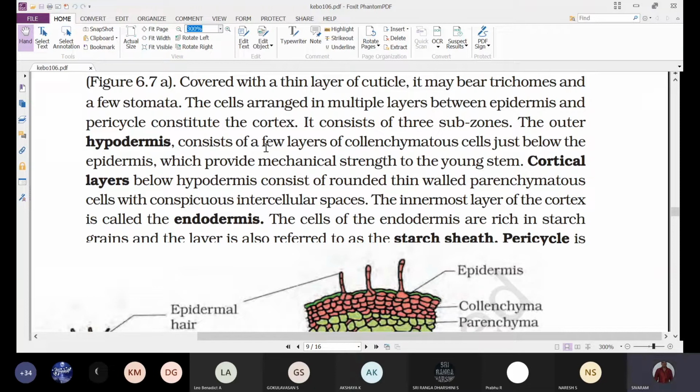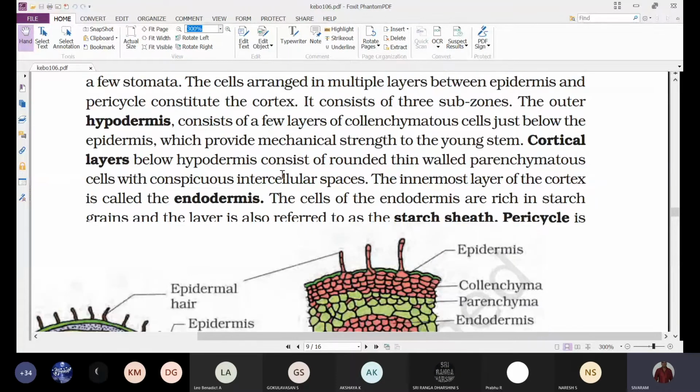Okay, that is what we can see here. It is divided into three subzones. The general cortex, the outer layer of the cortex, consists of a few layers of collenchymatous cells, and that layer we are calling the hypodermis. Below the hypodermis, we'll find a few layers of parenchymatous cells with large intercellular spaces, and that is called the cortex. The innermost layer of the general cortex we are calling the endodermis.